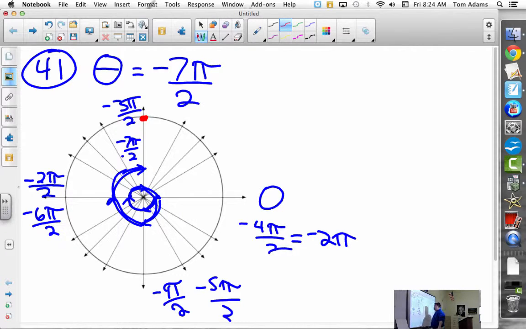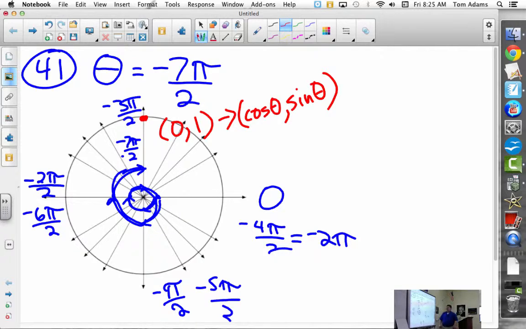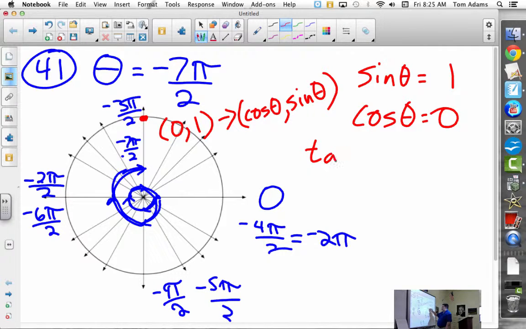Now on the unit circle, we do things a little differently. This is the point 0, 1, which is the same as cosine of theta, sine of theta. Okay? So we're asked to find sine of theta. Well, that's just 1. We're asked to find cosine of theta. Well, that's just 0.